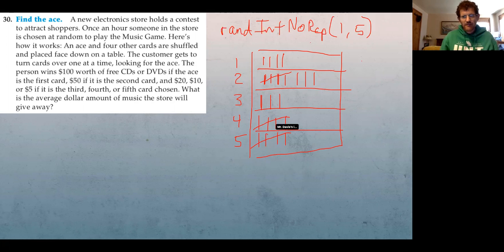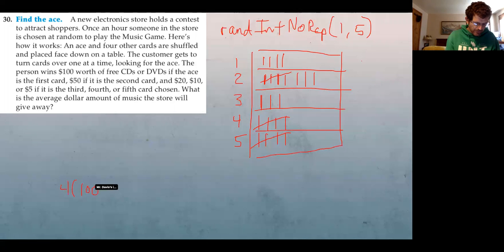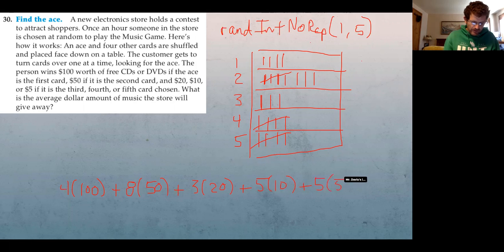I want to figure out what the average amount given away was based on these results. So yours will be different, but you can kind of see what I'm doing. If it showed up first, they got $100. So that's going to be 4 times $100. Plus, I had 8 times it showed up second, and that means it's worth $50 there. Plus 3 times 20, plus 5 times 10, plus 5 times 5. Okay, and this math, you could plug in your calculator. I'll just do it real quick.